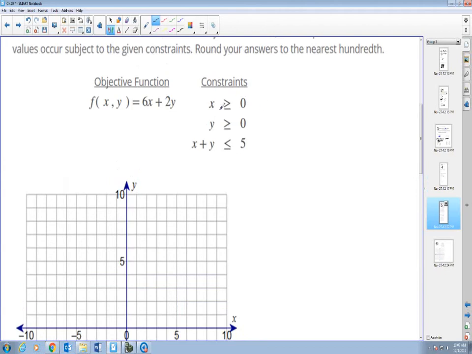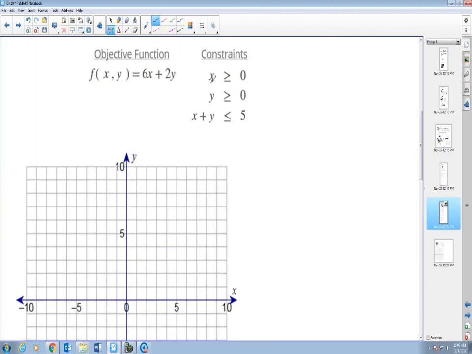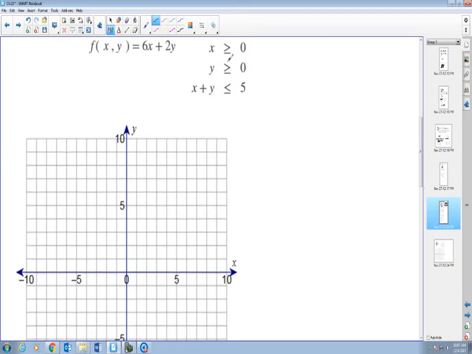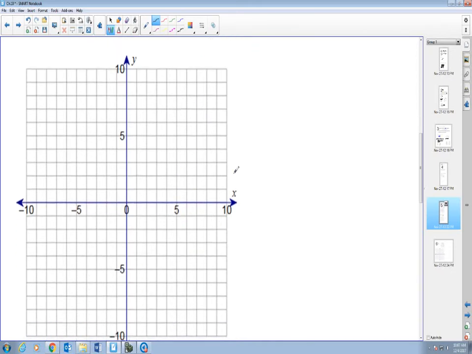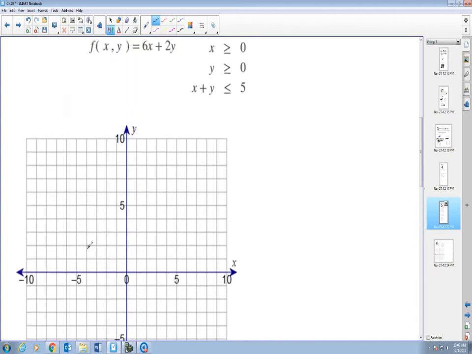Alright, so let's take a look. This is a little bit aggravating. First line: x greater than or equal to 0. Who is x greater than or equal to 0 referring to? And y greater than or equal to 0 is referring to positive y values. Positive y values are above the x-axis. So x greater than or equal to 0 is referring to positive x values. Positive x values are to the right-hand side of the y-axis.